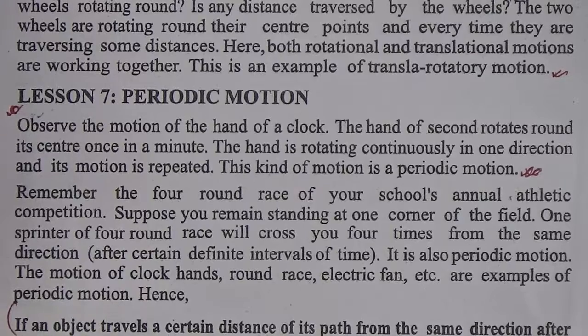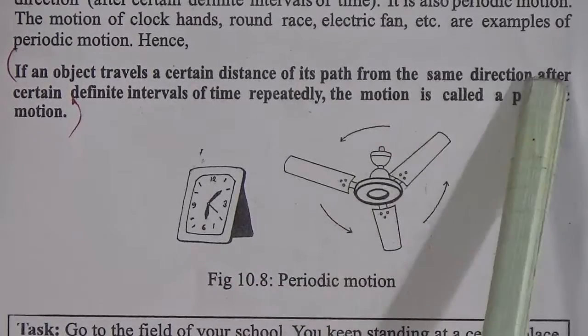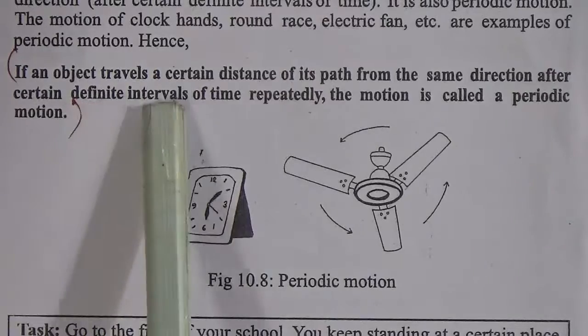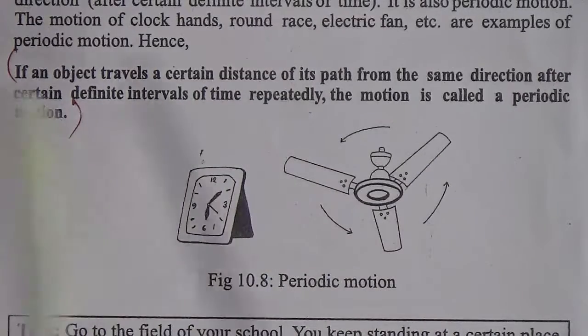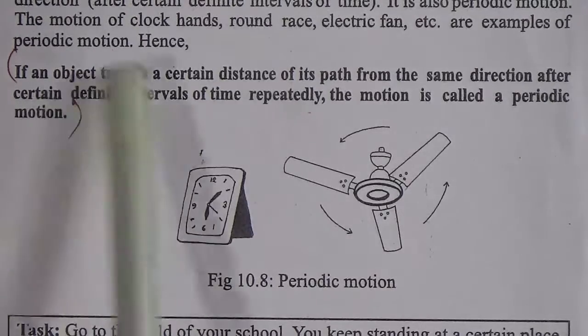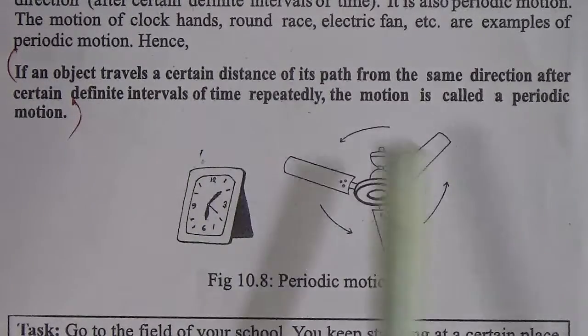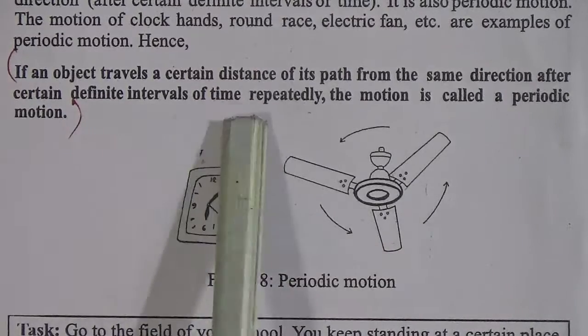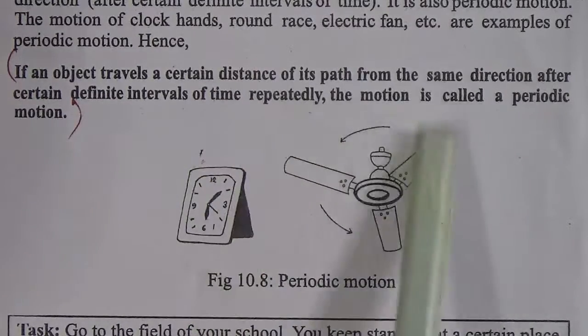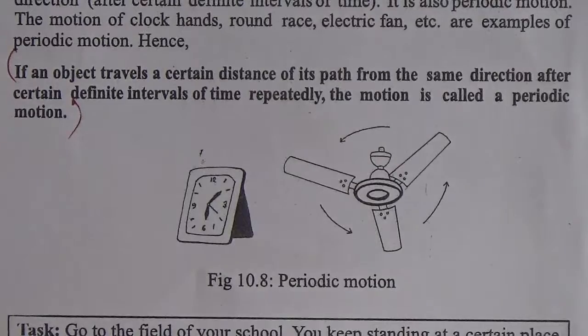If an object travels a certain distance of its path in the same direction after certain definite intervals of time repeatedly, the motion is called a periodic motion. So again I repeat this: what is periodic motion? If an object travels a certain distance of its path in the same direction after certain definite intervals of time repeatedly, the motion is called a periodic motion.